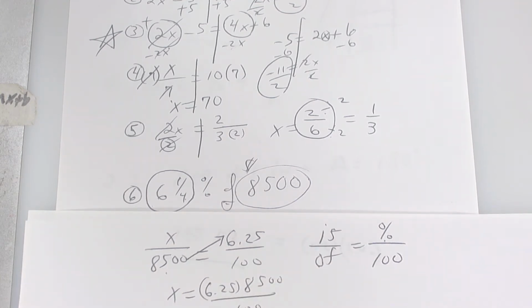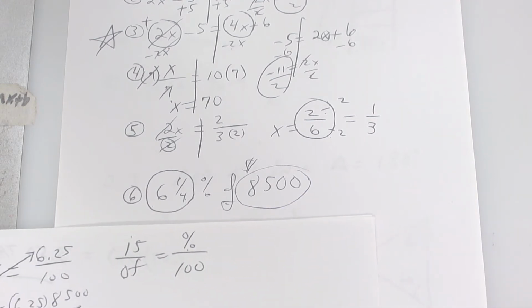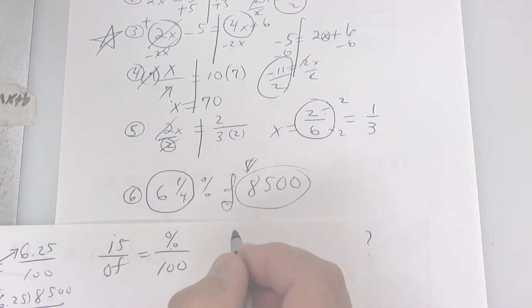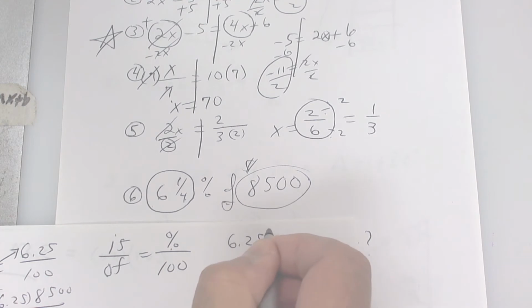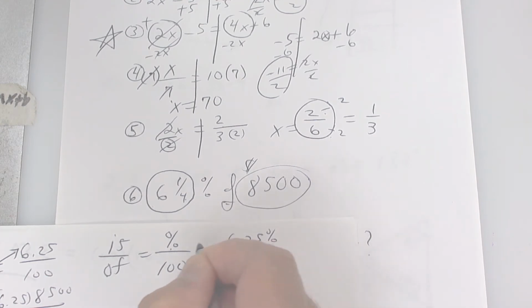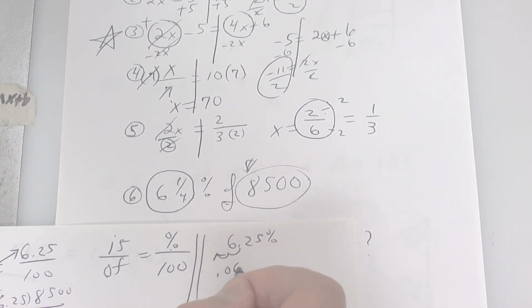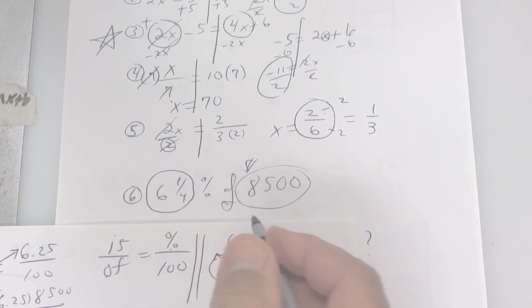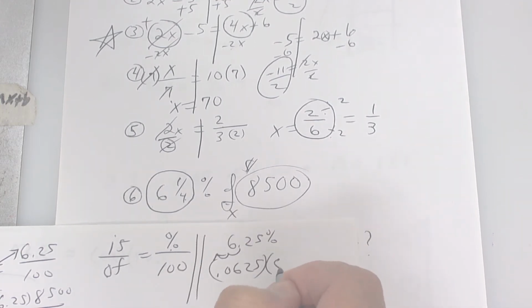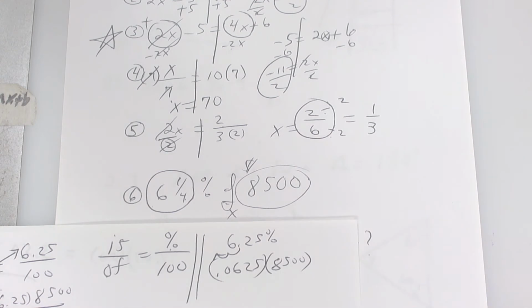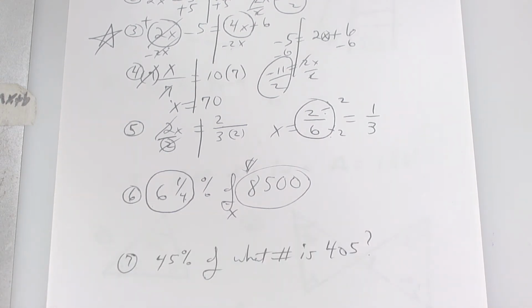Okay? If you don't want to use the formula, you can just take 6.25%, change it to a decimal. It becomes 0.0625, and then of means multiply times 8,500. Okay, so you can do it either way. I don't care. You probably should know both ways.